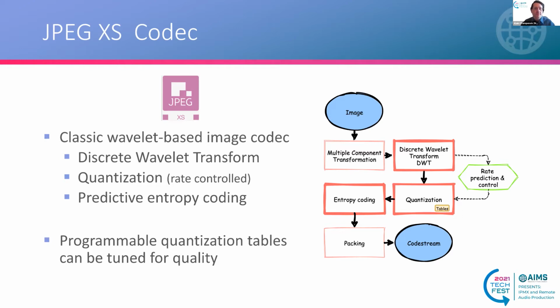Finally, we have the predictive entropy coder. This final stage will further compress the data to produce the final code stream. This is a lossless compression step, so it has no impact on quality.